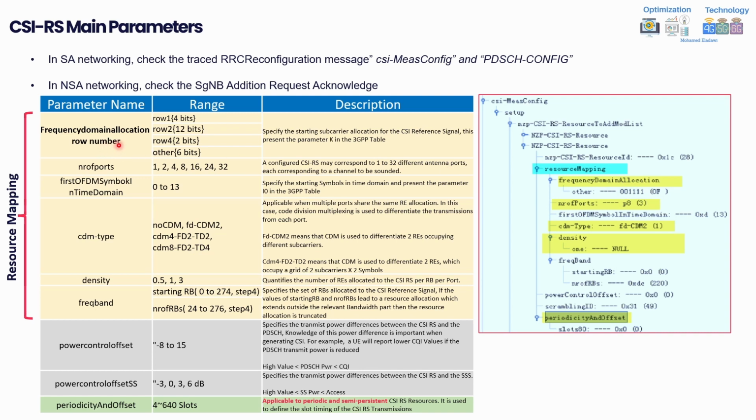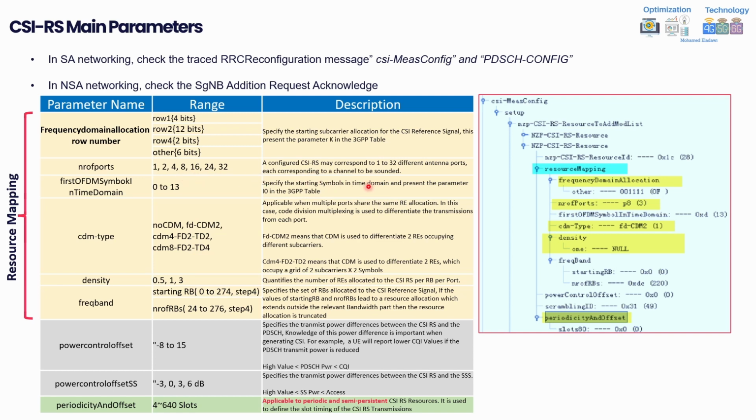function of this frequency domain allocation is allocating or specifying the starting subcarrier, which subcarrier the CSI-RS will start. For example, subcarrier 0 up to 11, or 0 or 1 or 2 or 3, and so on. The number 2, which is very important, is related to the number of ports. As I mentioned before, the number of ports can be 1, 2, 4, 8, or 16, and even up to 32.